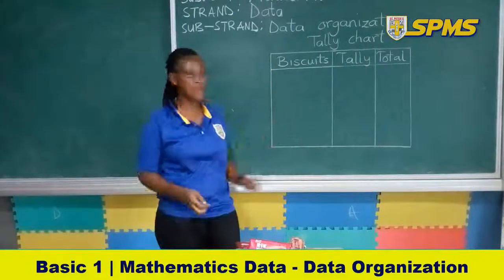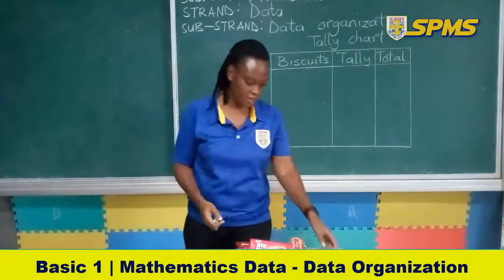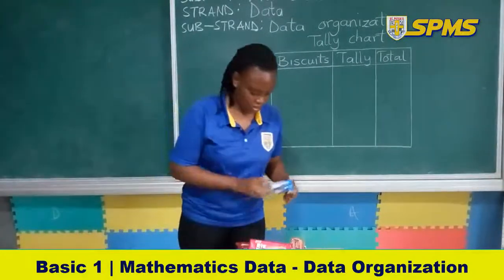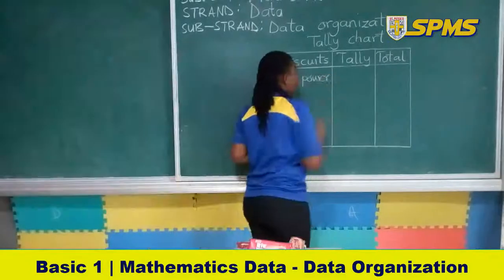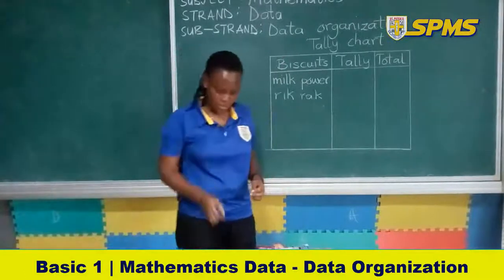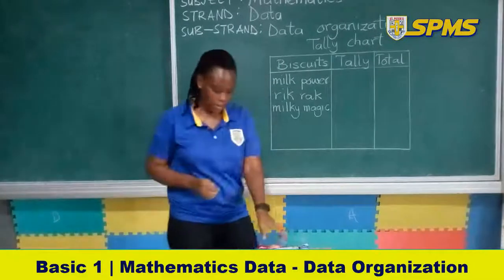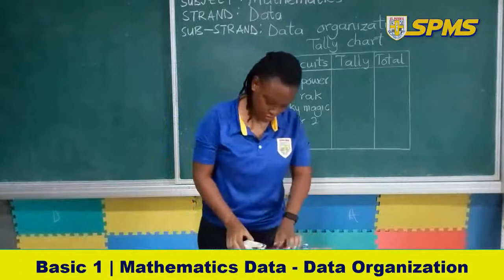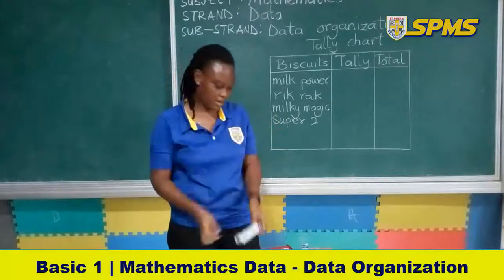So now what we are about to do is to take each biscuit and then write the name in the first column. So we will represent the biscuits we have here on our first column. The first kind of biscuit we have is the milk powder. The next kind is the Rick Rack. The next one is Milky Magic. Another kind is the Super 2. Let us look through. Okay, so the last kind of biscuit we have is the soda crackers.